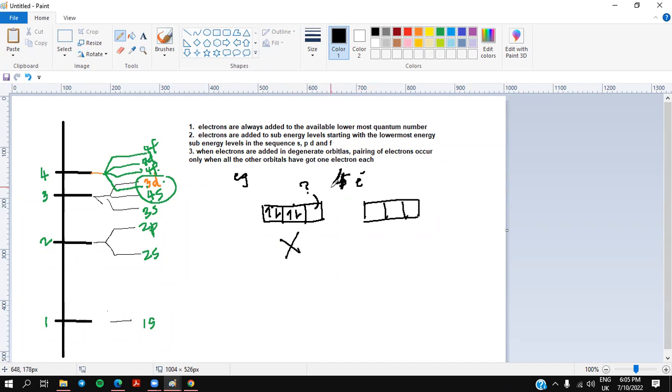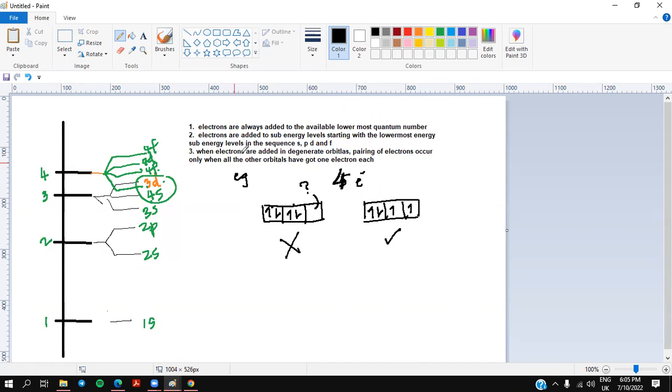What the rule says is when you add 4 electrons to this p sub-energy level, you give 1 electron to the first orbital. Now 3 electrons are remaining. 1 goes to the second orbital. Now 2 electrons are remaining. You keep 1 over here, and only 1 electron is remaining afterwards. That electron is written as a paired electron in the first orbital. Is it understood? This is wrong, but this is right.